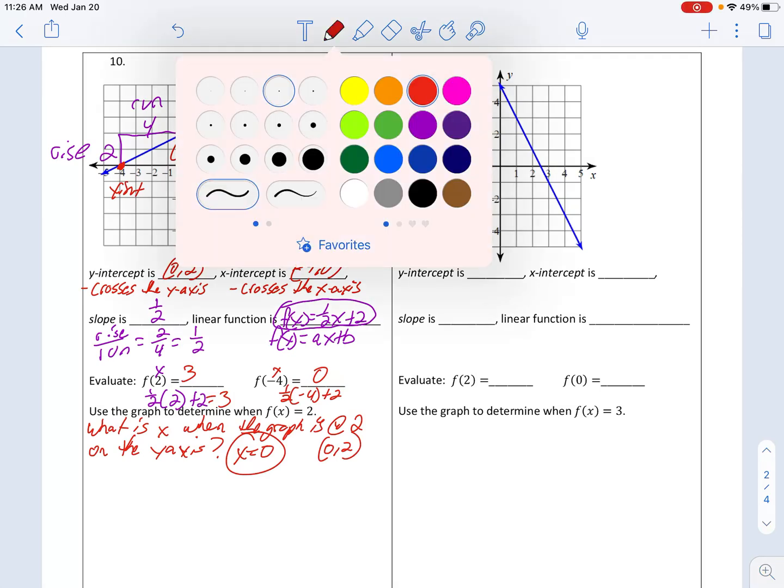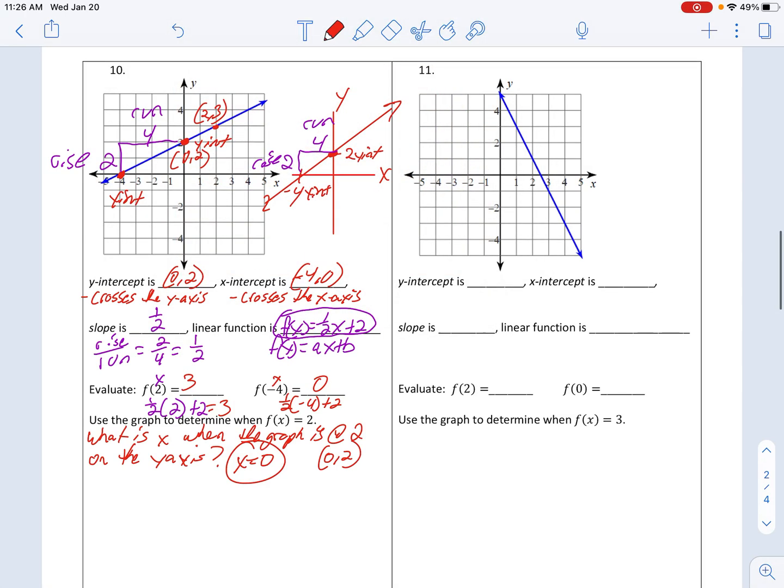Okay, on number 11, let's take our graph here. First thing is, let's identify that y-intercept. Remember, the y-intercept occurs when it crosses the y-axis. So in this case, it is right up here. That is my y-intercept located at (0, 5).